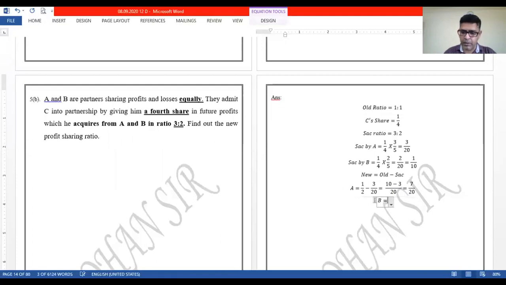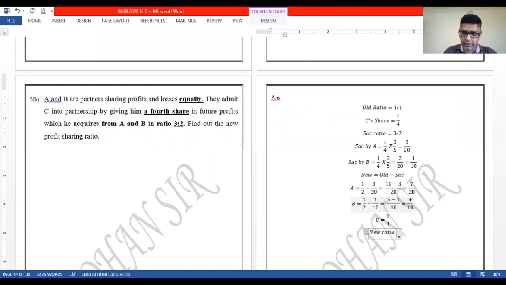For B, old share is 1 by 2 minus sacrifice is 1 by 10. Okay, so again LCM to be taken. LCM will be taken as 10. 5 will be over here, 5 minus 1. Okay, so that will be equal to 4 by 10 over here. Okay, I'm not reducing right now. Maybe for the new ratio, I'll have to see that. And C's new share is 1 by 4. Okay, that's all.